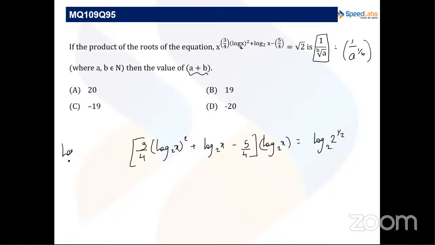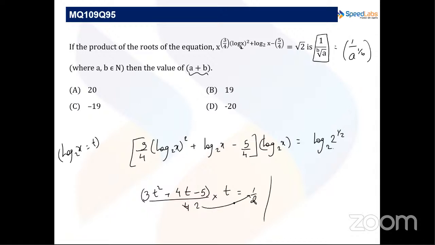For simplification, let log x to the base 2 equals to t. Taking LCM, we would be having (3t square plus 4t minus 5) whole upon 4, into t, is equals to 1 by 2. So we would be having the equation 3t cube plus 4t square minus 5t minus 2 equals to 0. We can see here that t equals to 1 is one of the factors. So if you are having a cubic equation and by hit and trial you got one of the factors.